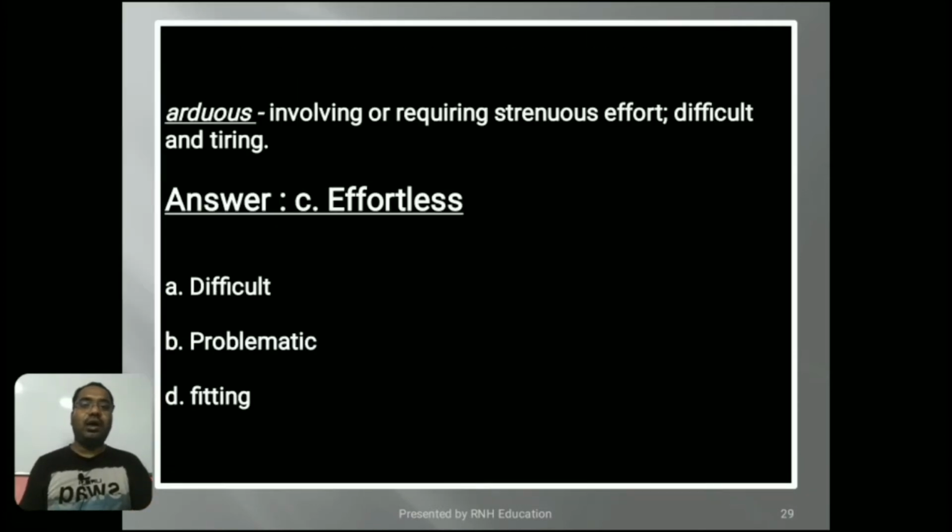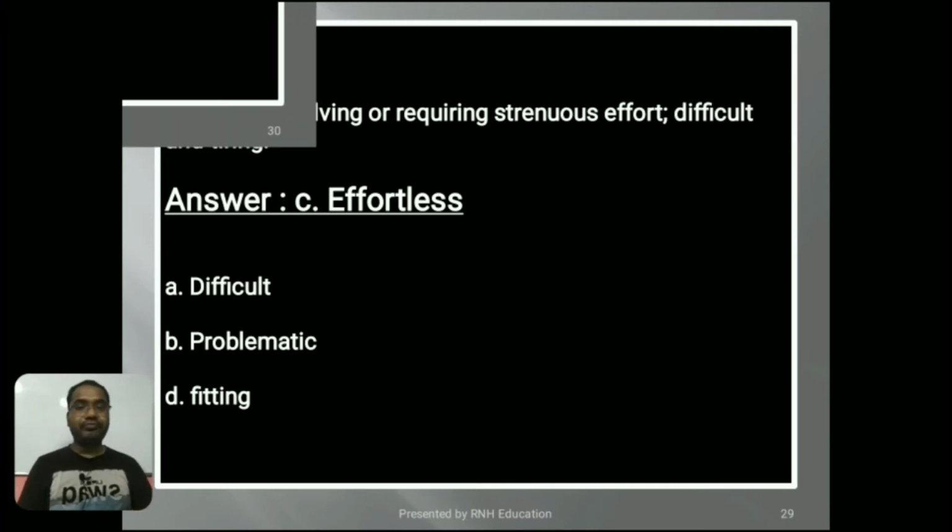At first, take the word arduous. Arduous means involving or requiring strenuous effort, that is difficult and tiring. Okay, that is very difficult work. So the appropriate opposite word should be effortless. Okay, and the other three options were A, difficult, B, problematic, and D, fitting. Those are not appropriate here, so the right answer should be effortless.